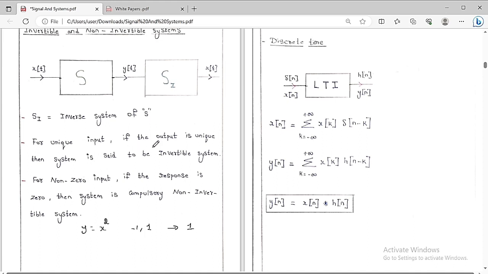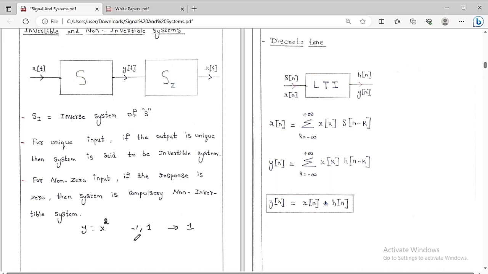For unique input, if the output is unique, then the system is said to be an invertible system. So for every unique input, you should get a unique output. Then only we can say the system is invertible. We can say here S^I is called the inverse of the system. So for every unique input, if you get a unique output, then only we can say the system is said to be an invertible system.